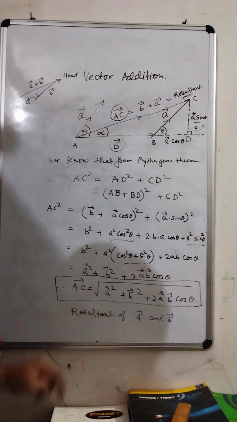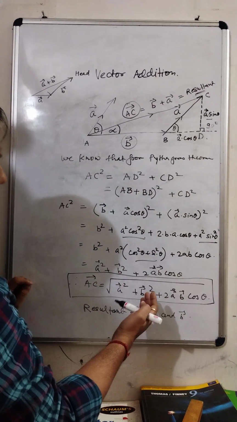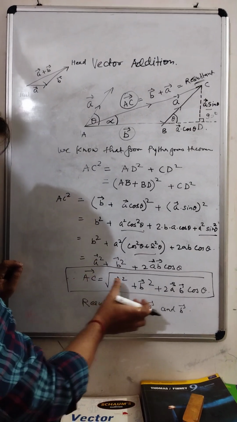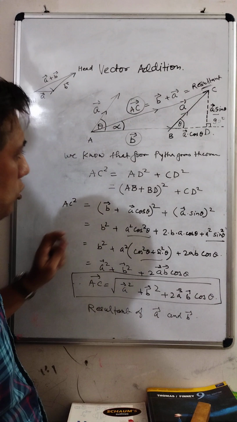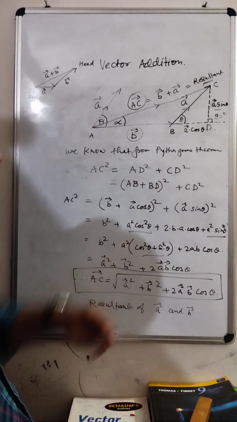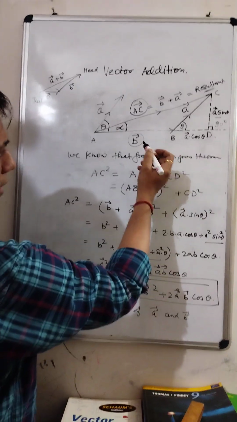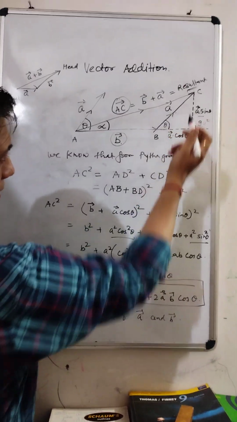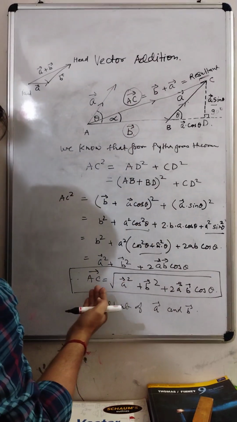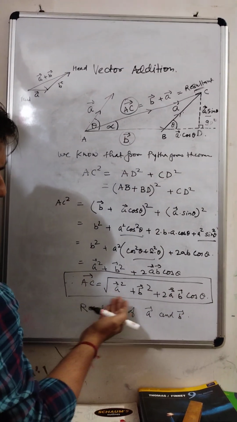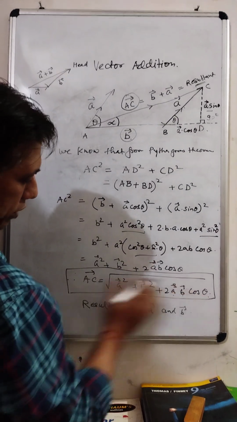Now this is the proof. So from the problem point of view, you have to summarize this as AC is equal to root over A square plus B square plus 2AB cos theta. This is the equation to solve any problem in the numericals. Problems are given like B vector is given, A vector is given, the angle between the vectors is given, so you have to calculate the resultant. The AC is the resultant. So put in A, put in B, put in AB and cos theta. You will get the answer.